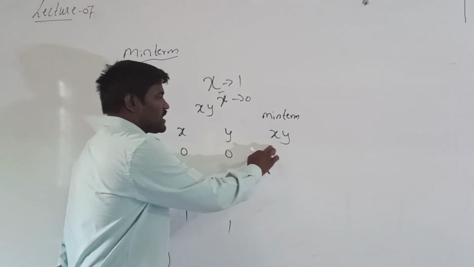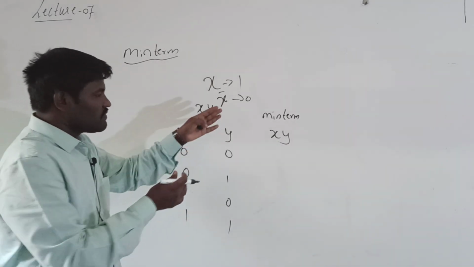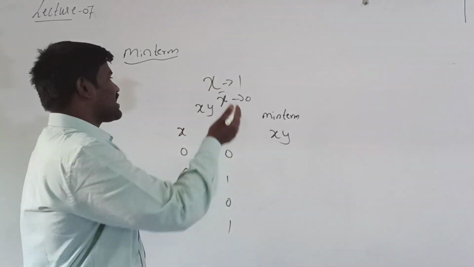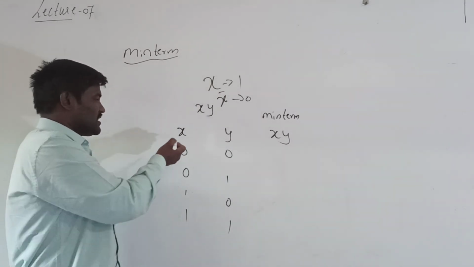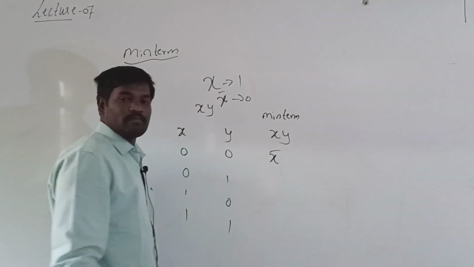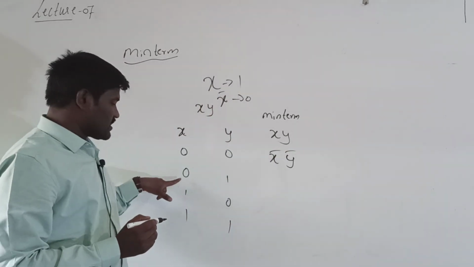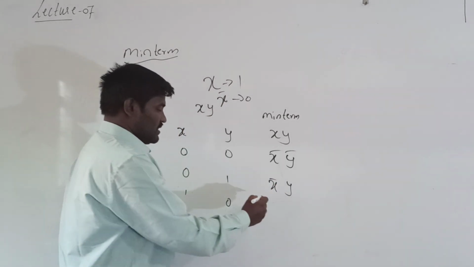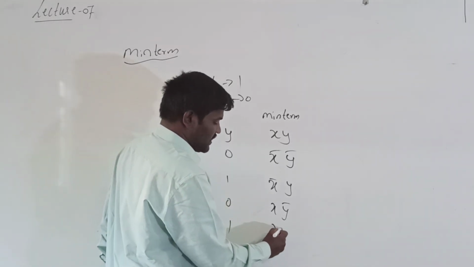See here, x into y, 0 into 0, answer is 0, but with respect to the x and y we have to represent the variables. I already said that x indicates 1 and 0 indicates x bar. See here 0 indicates, with respect to the x, it is x bar. In the same way it is y bar. Next 0 is x bar, y. Here 1 is there, x, y bar. 1 1 is there, directly you can write xy.